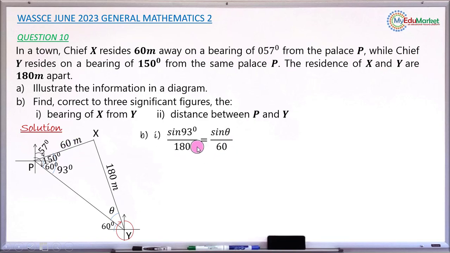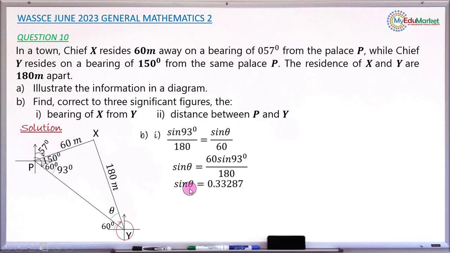So let me just cross multiply and make sine theta the subject. That will give me sine theta equals 60 multiplied by sine 93 degrees divided by 180. So I will now find sine 93 degrees using my calculator or a figure table. If that is done correctly and divided by 180, you now have 0.3287. This is sine theta.